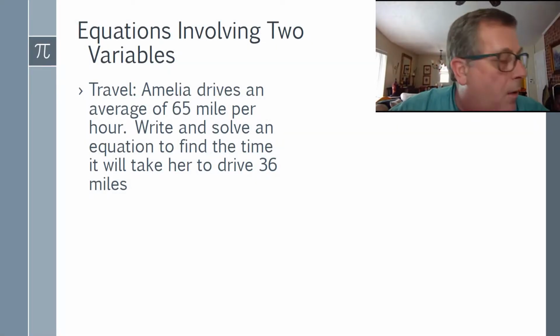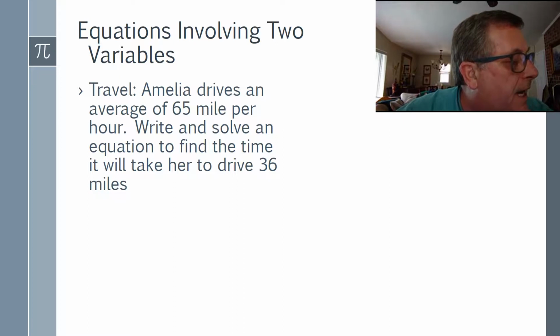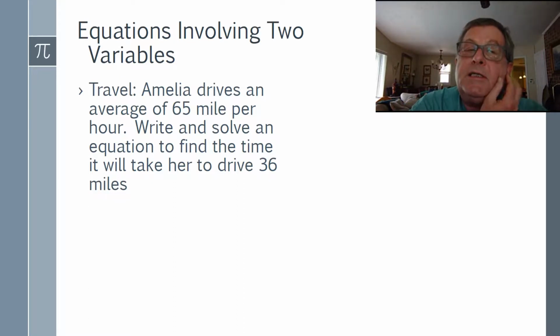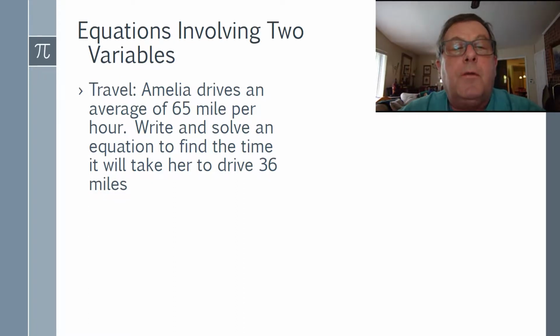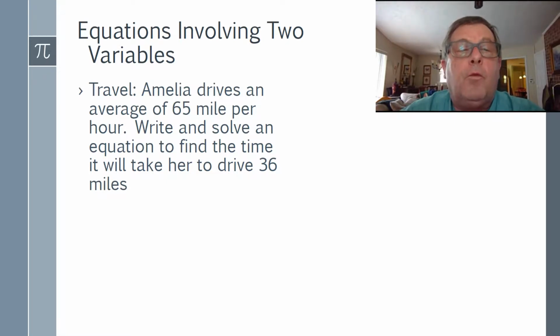Okay, so we're over now on page 35. I'm looking at example 5, where it says equations involving two variables. And it's a word problem. Actually, this particular word problem is going to end up having three variables, as I'm going to show you. But let's read through it.